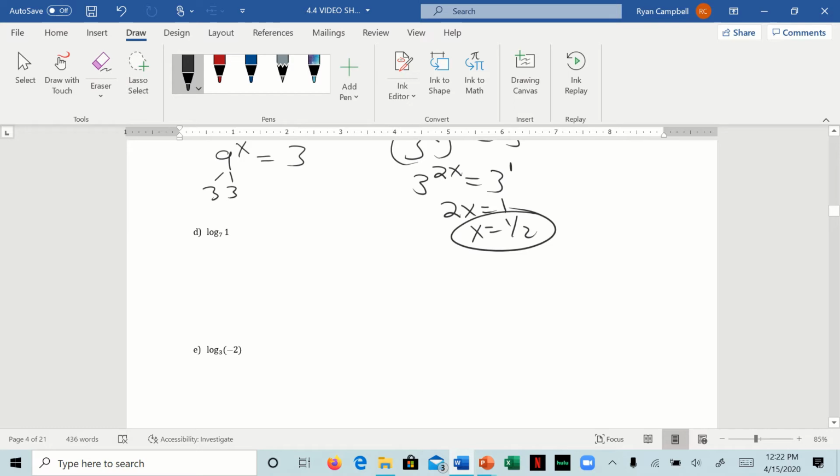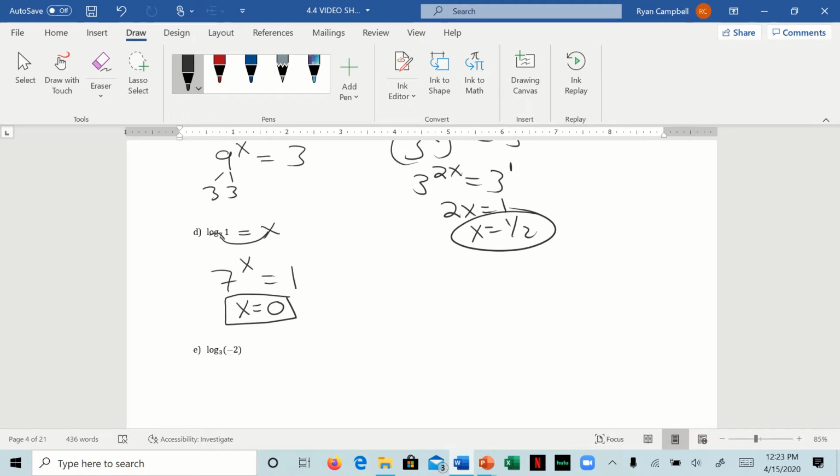All right, next. Log base 7 of 1 is what? So that's going to be 7 raised to the x equals 1. Well, that might be a little hard to think about, but let's just think about this. What number, if you raise 7 to it, or really any number to it, is going to equal 1? So hopefully you remember that's 0, right? Anything to the 0th power is 1.